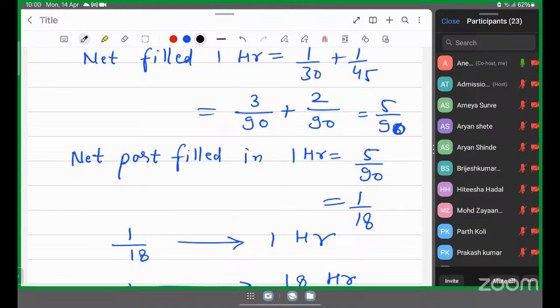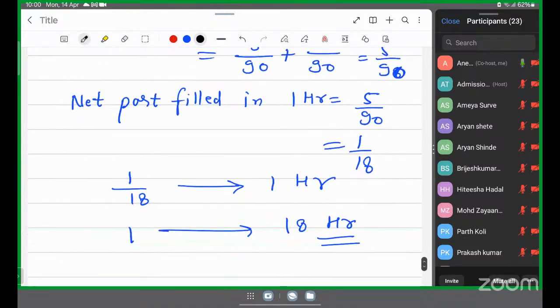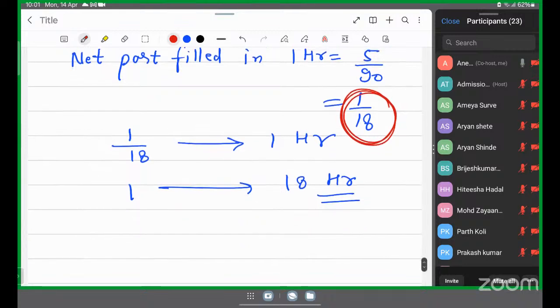So the net part of the tank that is filled in 1 hour is 5 by 90, which will give us 1 by 18. And if you want to know the complete time taken to fill it completely, reciprocate the quantity which you obtained in 1 hour. So in 1 hour we are having 1 by 18. So to completely fill it, we have to take 18 hours. Understood or any doubt?